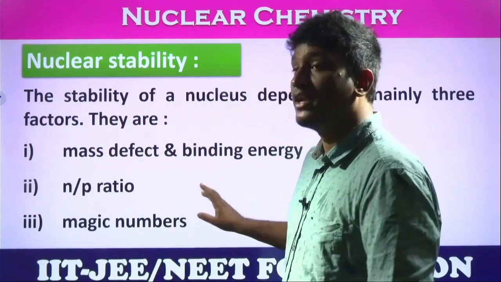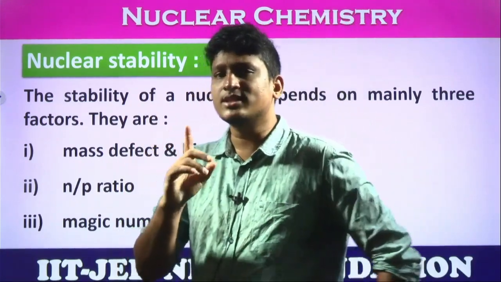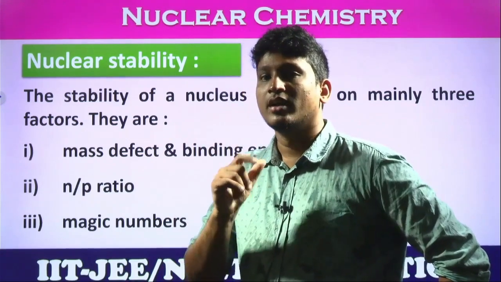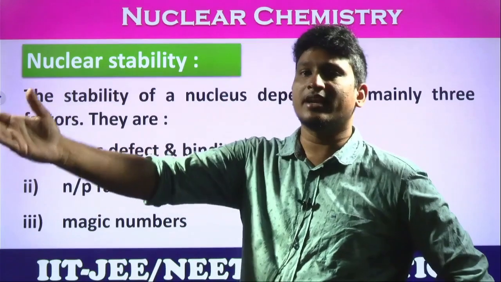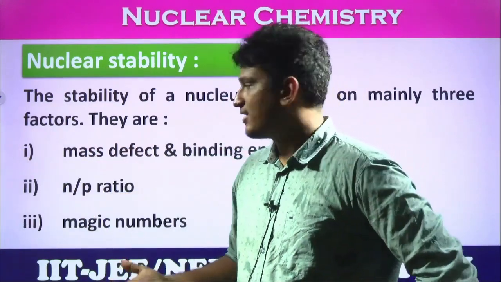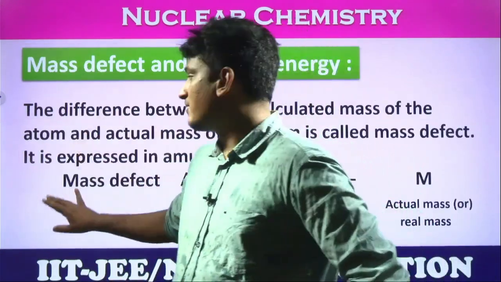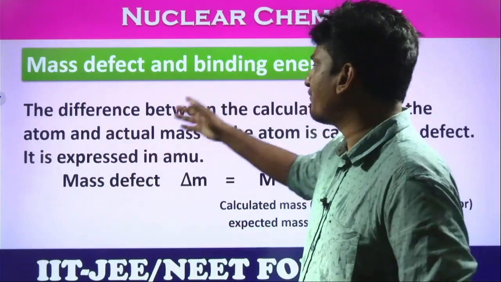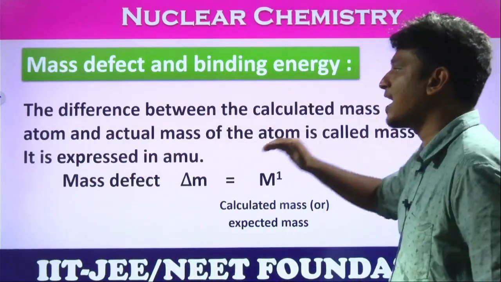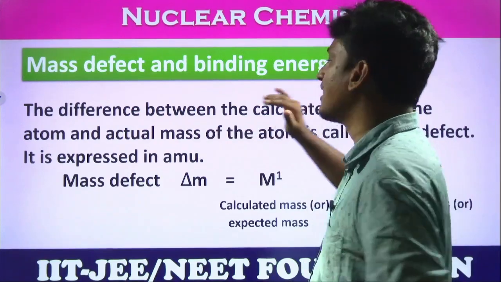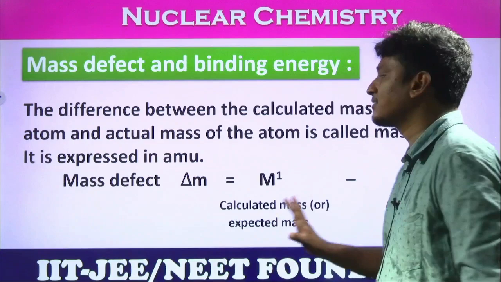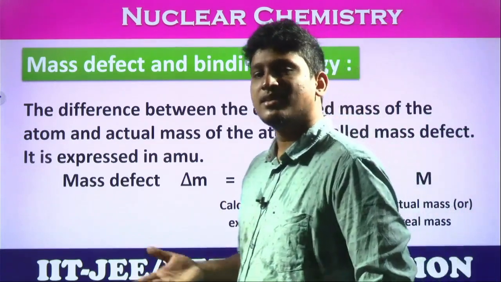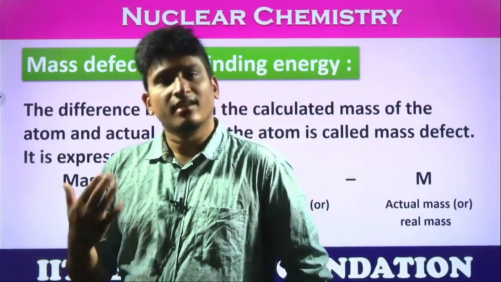So let's see. If a nucleus is not stable, what does it become? A radioactive element. It emits subatomic particles, it emits radiation, which is radioactive decay. Understood? So first of all, mass defect, students. Mass defect is the difference between the calculated mass of an atom and the actual mass of an atom. That means the calculated mass and the real mass. What is the calculated mass and what is the real mass? How does it happen? I will explain that relation.